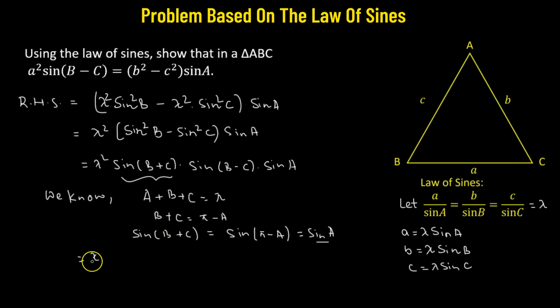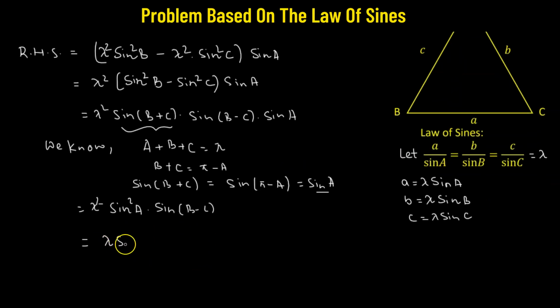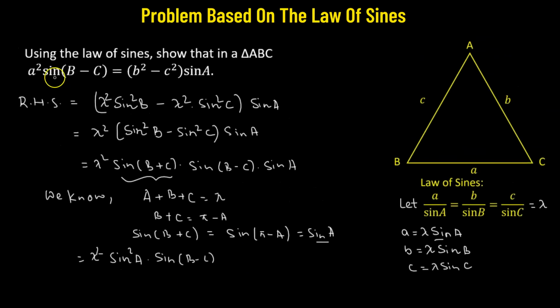So we get lambda squared multiplied by sine a multiplied by sine (b minus c). Now we also have sine a multiplied to it, so finally we get sine squared a. Now we can take (lambda times sine a) whole squared multiplied by sine (b minus c). Lambda times sine a, we have already specified, is a, so we have a squared multiplied by sine (b minus c), and this is the expression on the left hand side. Now we have successfully shown that the left hand side of our expression is equal to the right hand side, hence proved.